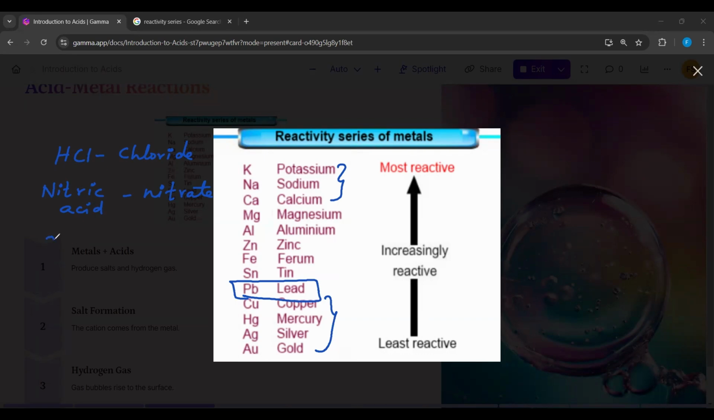If it is going to be sulfuric acid, come on, think about it. Pause this video here, answer, and then check. Yes, it will be a sulfate salt. Whatever the acid is, if it is hydrochloric acid, it's going to be a chloride salt. If it is nitric acid, it will be a nitrate salt. And if it is sulfuric acid, it will be a sulfate salt.